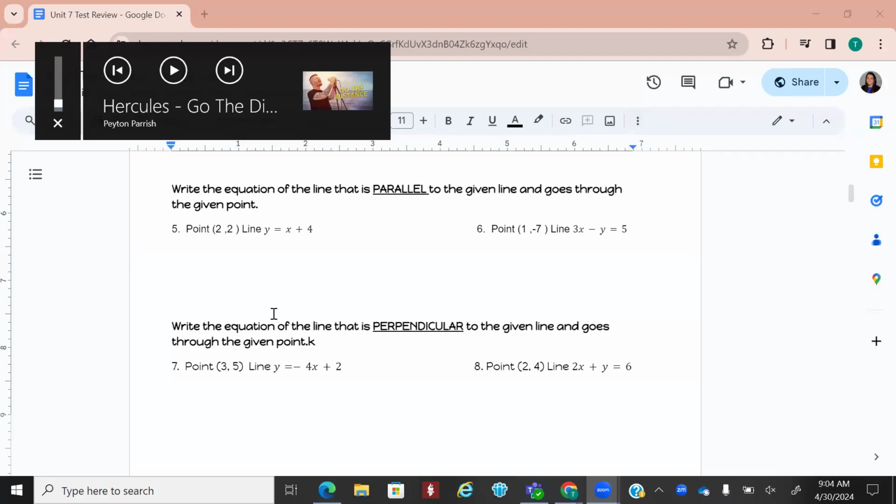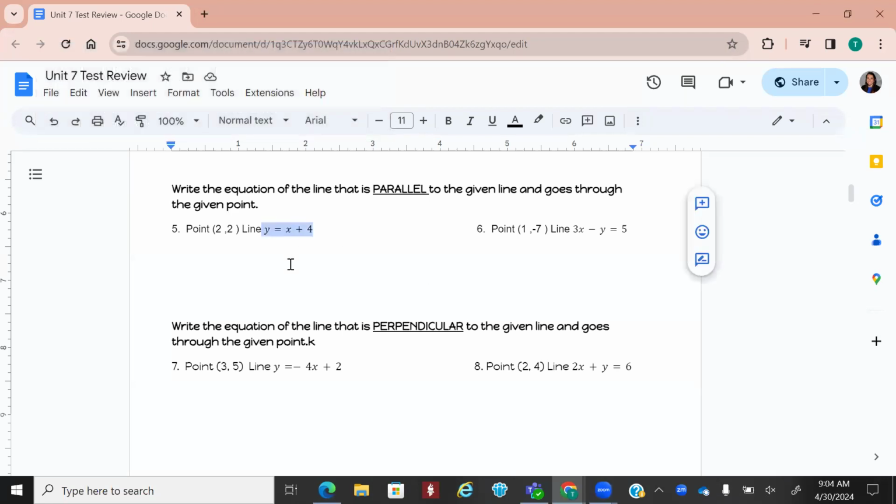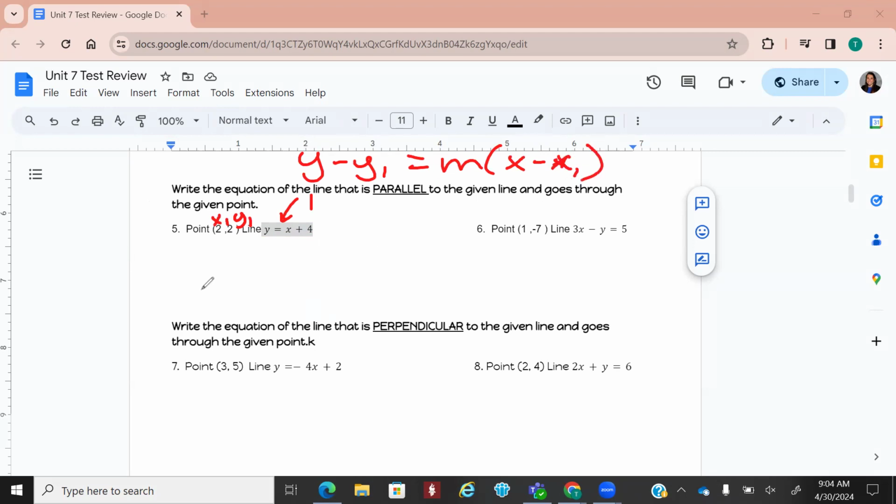If I'm writing an equation that is a parallel line, the first thing I want to do is make sure that this line is in y equals mx plus b form. Is it? Yes. What's the slope? 1. Okay, so slope is 1. What's the 1 from? Yes. These are x1, y1. Then we're going to plug into our point slope formula. All right, so we're going to get y minus 2 equals 1 times x minus 2.